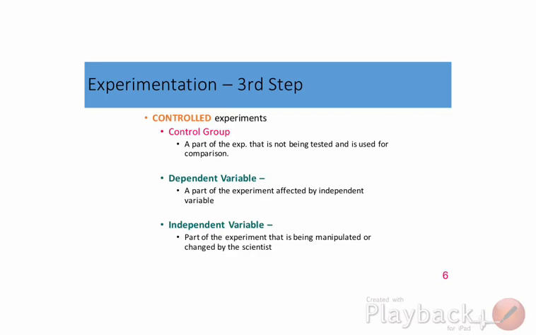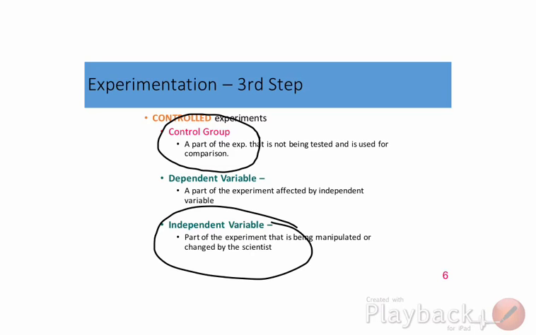But whenever you're doing an experiment, remember there are three things you have to have. You have to have a control group. You have to have an independent variable. You have to have a dependent variable. First of all, what's the independent variable? Independent variable is something that you are changing.